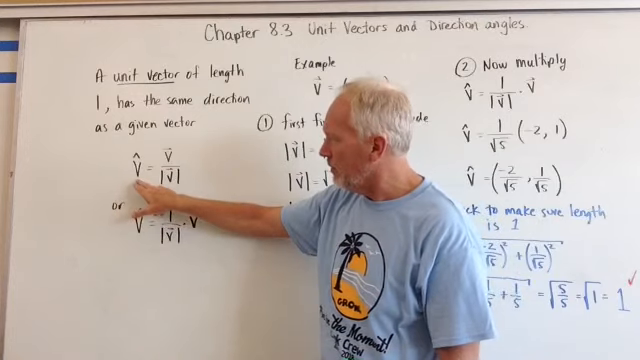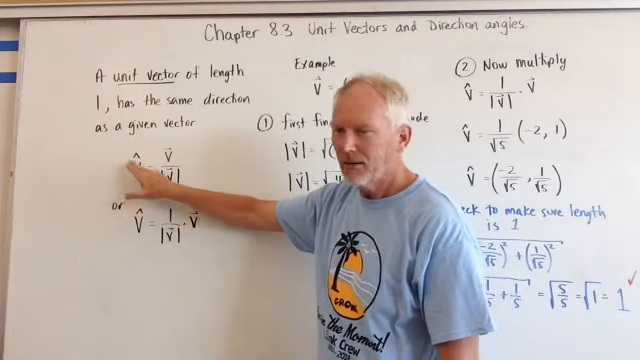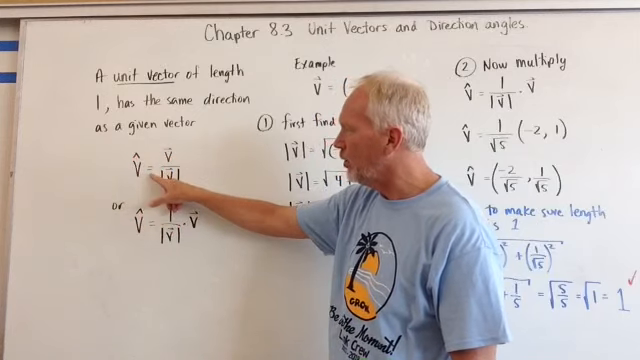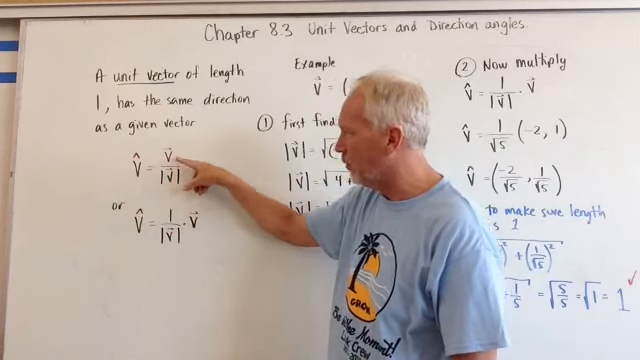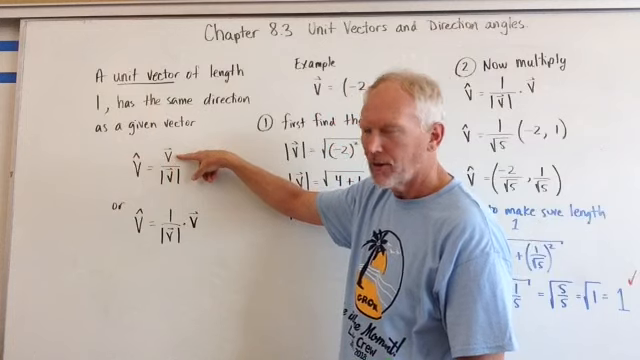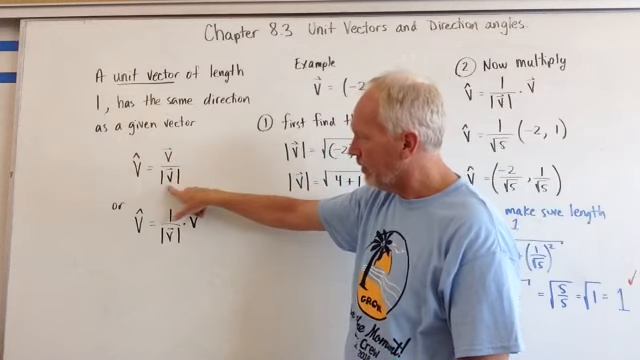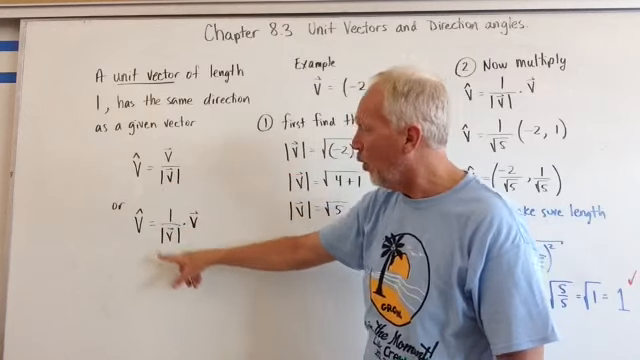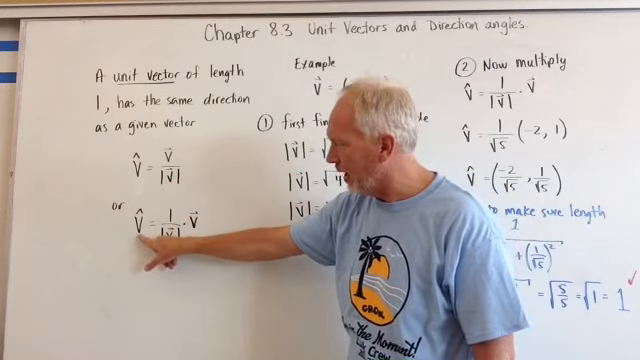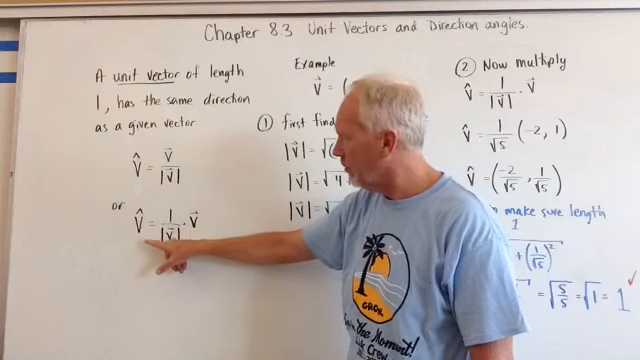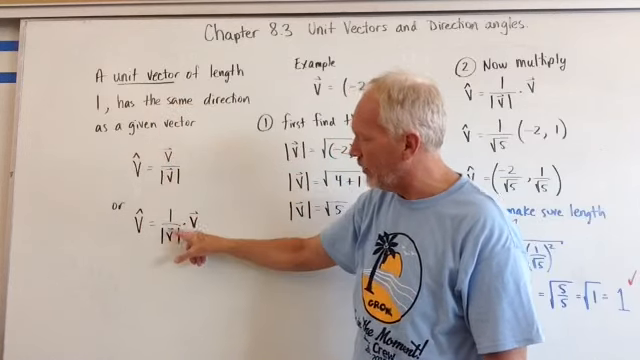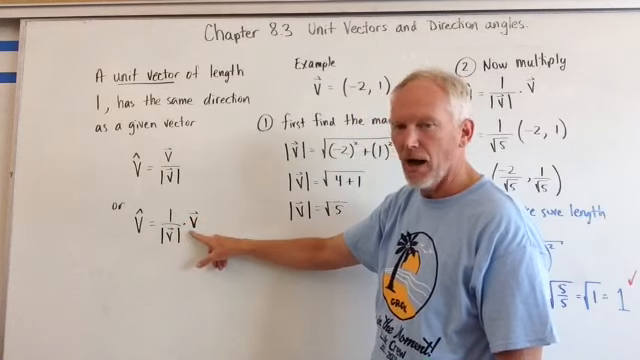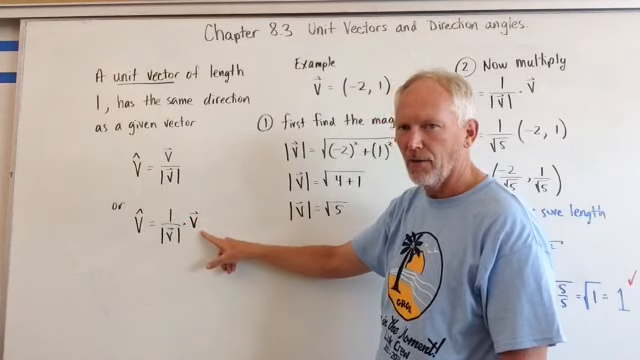Well, we have this vector v, and that has a little hat to it, so we call that v hat. That unit vector is equal to the vector itself divided by the vector's magnitude. Pretty easy, right? Or you can write it as the unit vector v hat equals 1 over the magnitude of the vector times the vector itself.